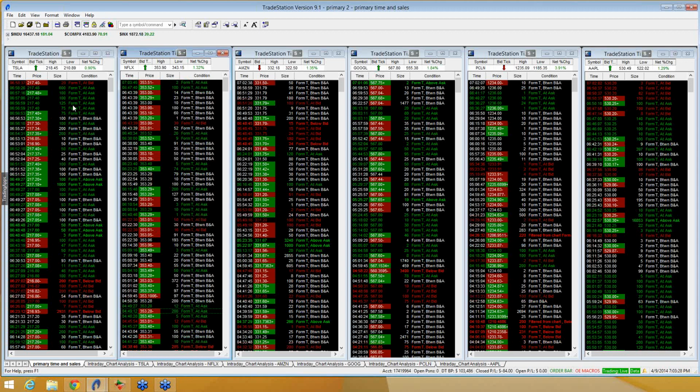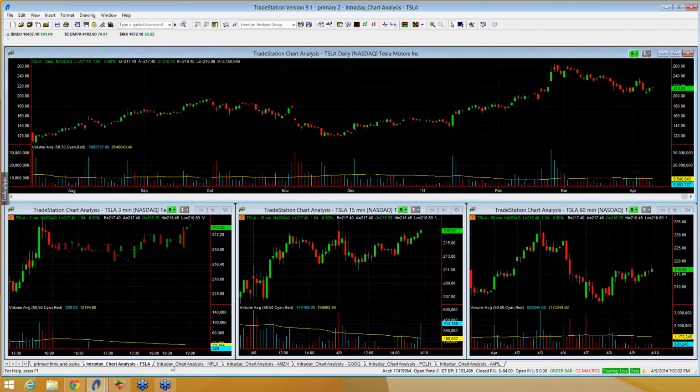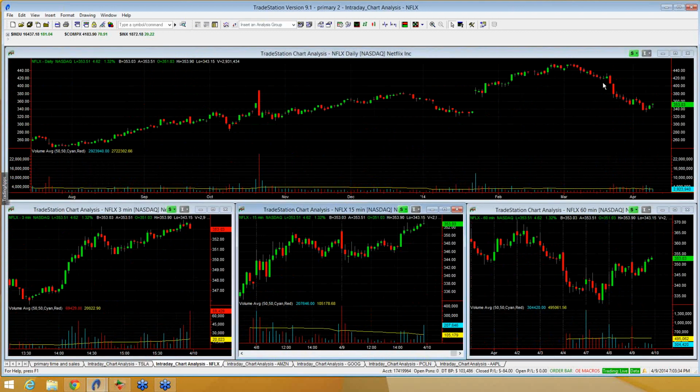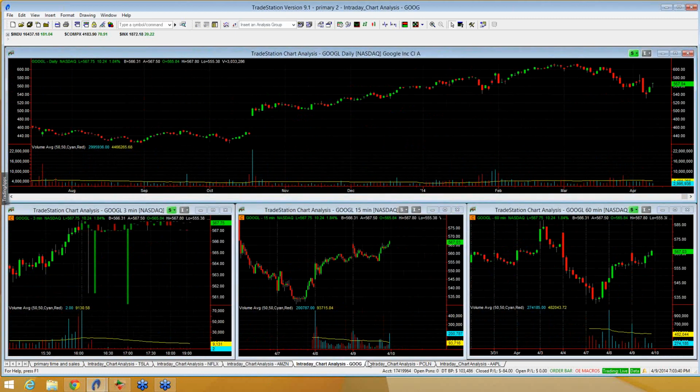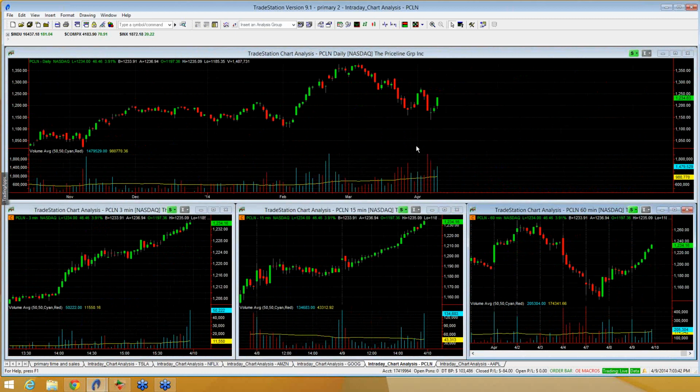The last few weeks, if you just look across the board, has been very, very good across a number of stocks. Netflix, clean directional move down. Amazon, clean directional move down. Google, well, Google not so much really. Priceline, clean directional move down. Those are good examples of directional movement, but it's not always like that, right?